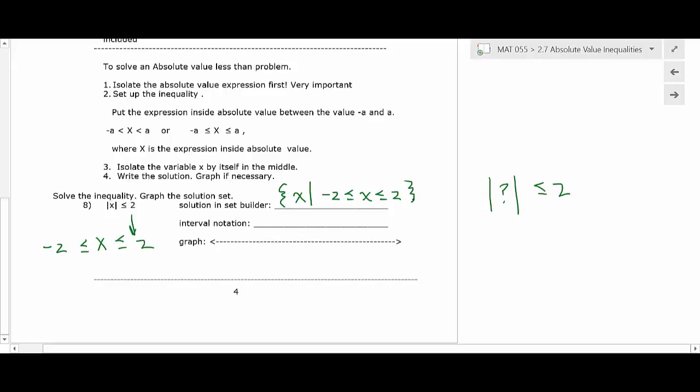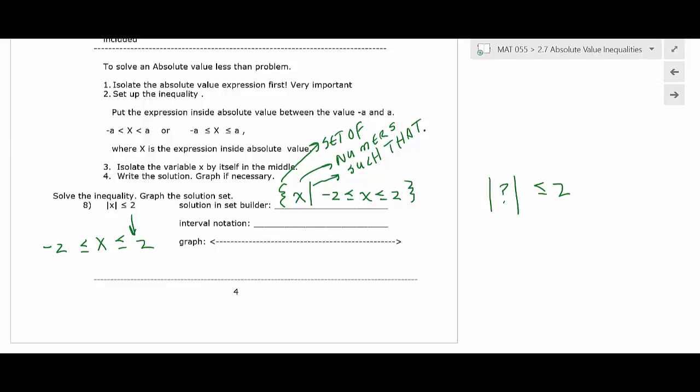Now what this means is this set symbol is saying set of. It's an abbreviation for the words set of. X is just some number. The set of numbers, and then that bar you see me write, that's a shortcut in math for such that. So what that says is it's the set of numbers such that it's between -2 and 2. That's what that says, okay?